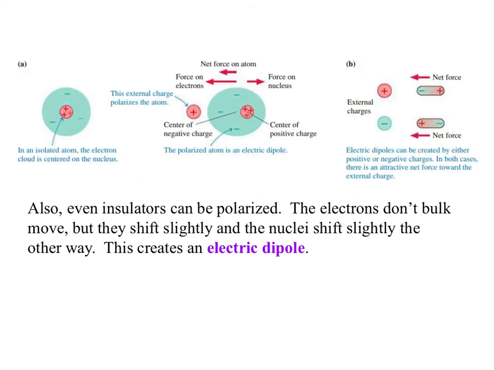Even insulators can be polarized. Now the electrons don't bulk move across it, but instead they shift slightly, and the nuclei shift slightly the other way. It makes their atomic shells look less spherical and more egg-like. And we create what's called an electric dipole. We've taken the neutral object, it remains neutral, but we've given it an orientation in space according to that attraction.